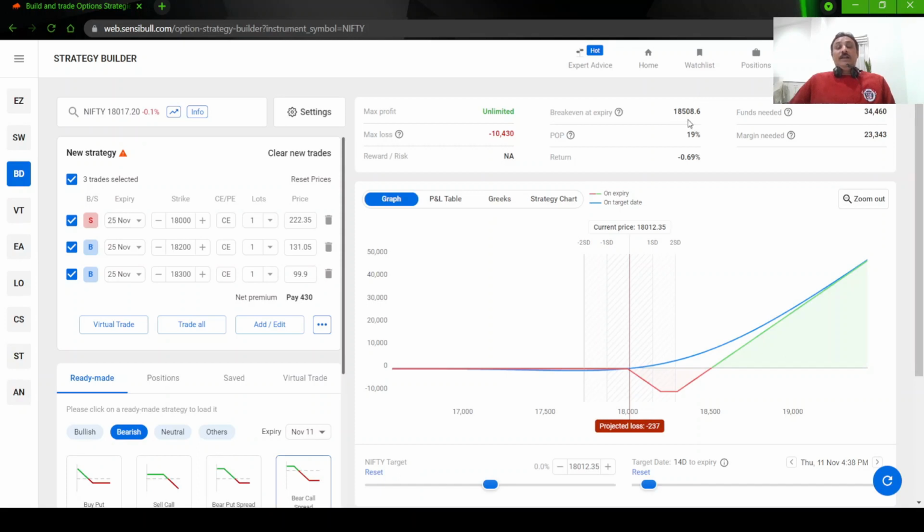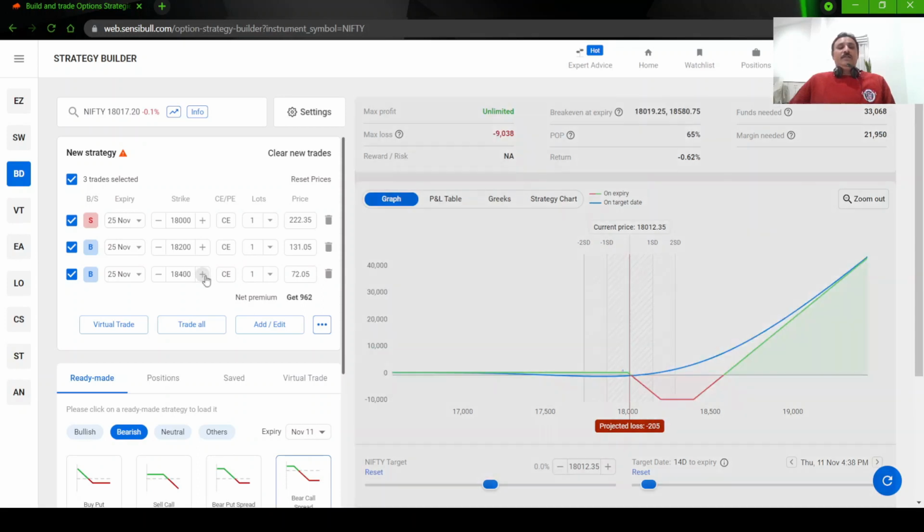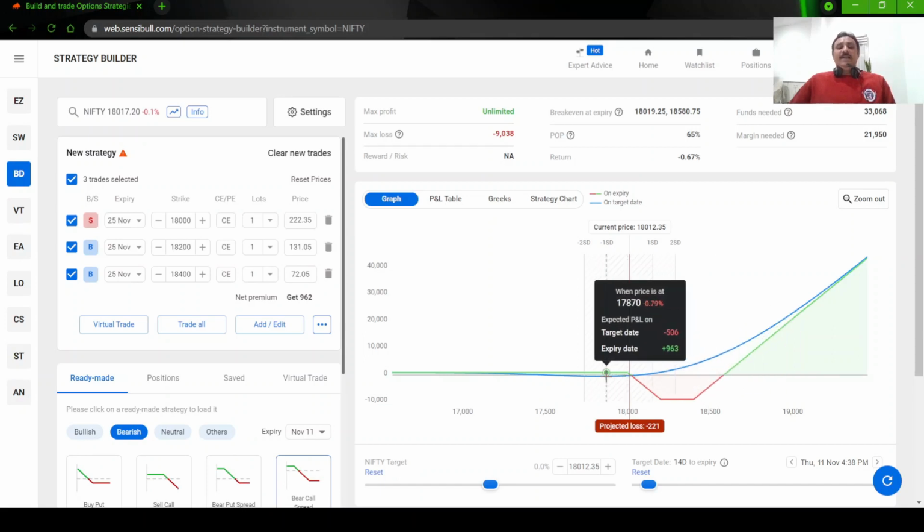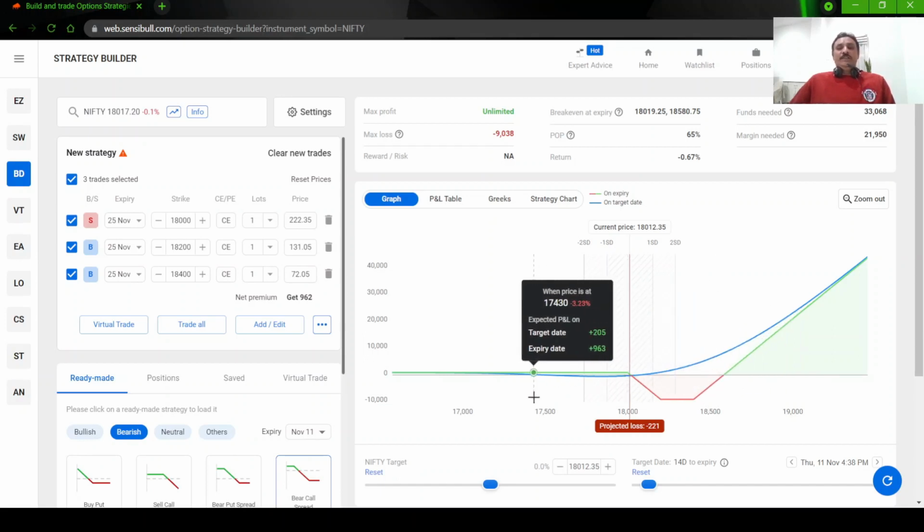You have increased your break even by another 80 points if you are increasing your strikes, but you have reduced your loss from 10,400 to 9,300 only. So this one is a net credit trade. Downside, there is absolutely no risk. So two scenarios done. Let us see the third scenario.